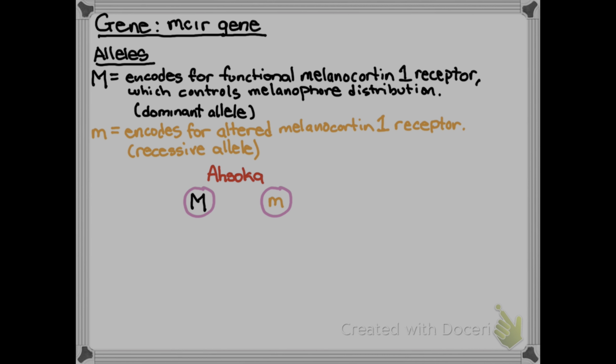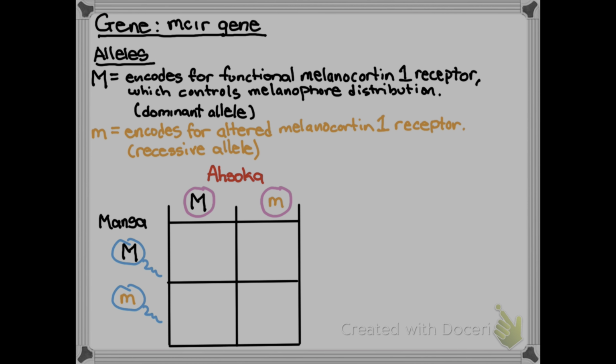So once again, let's take a look at Ahsoka's possible gametes. And for the MC1R gene, we see that there are two possible gametes, one with a dominant allele and one with a recessive allele. And the same is the case for Mansa, and that he has the possibility of producing gametes with a dominant allele and gametes with a recessive allele.